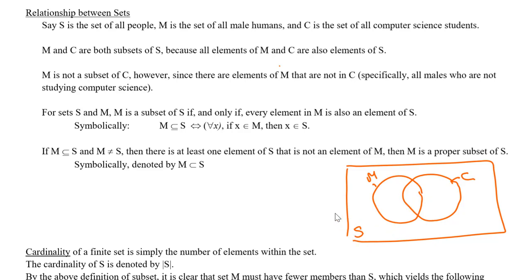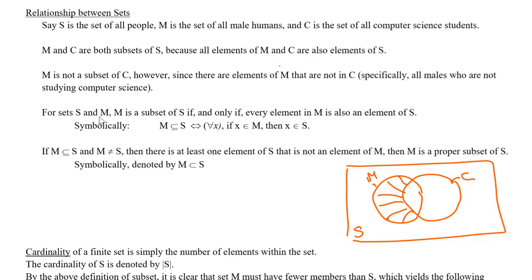And this is S, all humans. So M and C are both subsets of S. So S is a bigger set and both M and C are subsets because all elements of M and C are also elements of S. So the male and computer science students, both of them are human. M is not a subset of C. However, there are elements of M that are not in C, especially all males who are not studying computer science, okay?